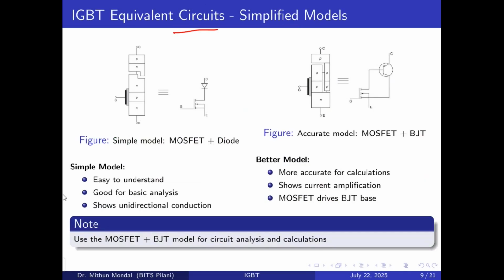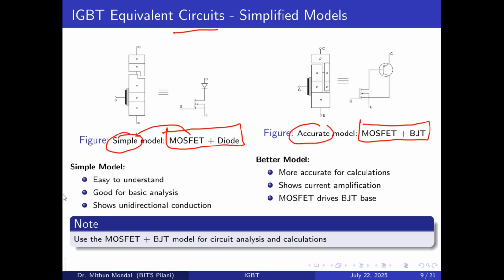IGBT equivalent circuit, if we think of it, can be made up of MOSFET plus diode, or it can be made up of MOSFET plus BJT. MOSFET plus diode is basically the simple model, and if you want an accurate model, then we have to go with the MOSFET plus BJT. So here is the structure which is shown. You will see here, this is the MOSFET and this is the diode. Together they combine to form the IGBT equivalent circuit.